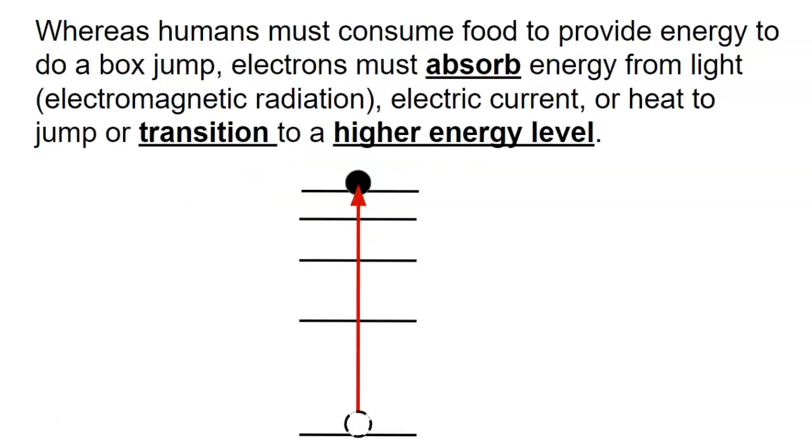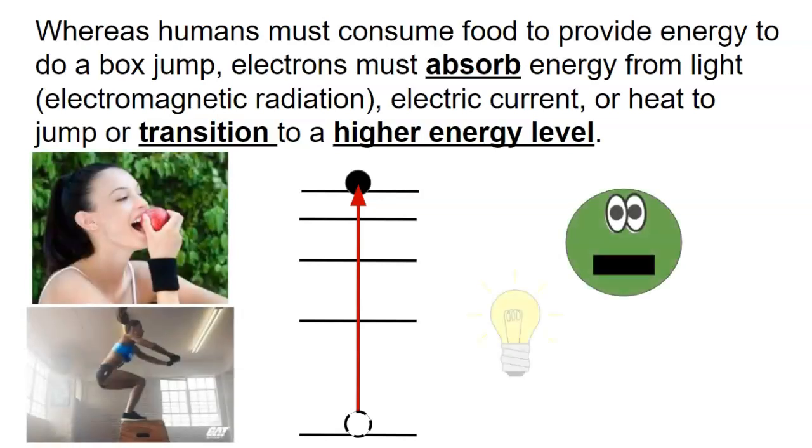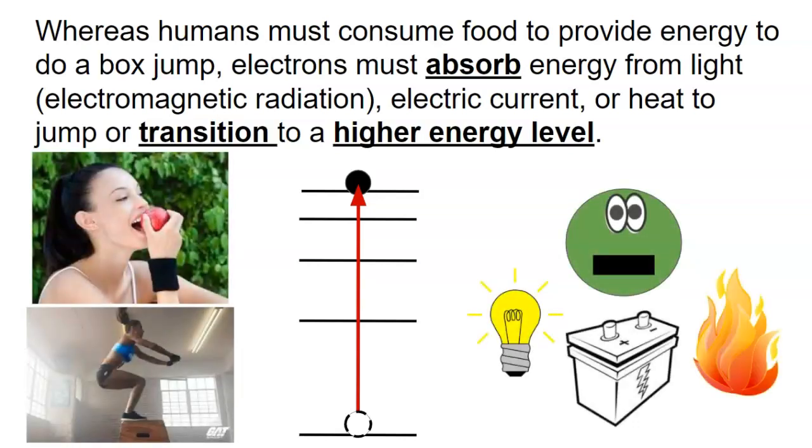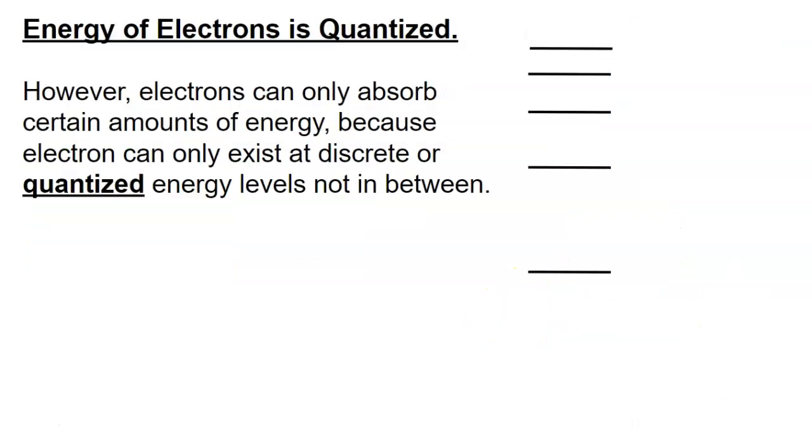Now, whereas humans must consume food to provide energy to do a box jump, electrons must absorb energy from light, also known as electromagnetic radiation, or electric current, or heat to jump or transition to a higher energy level. However, electrons can only absorb certain amounts of energy because electrons can only exist at discrete or quantized energy levels, not in between. So as we can see here on the right, the electrons are located on the energy levels, and you wouldn't find them in between.